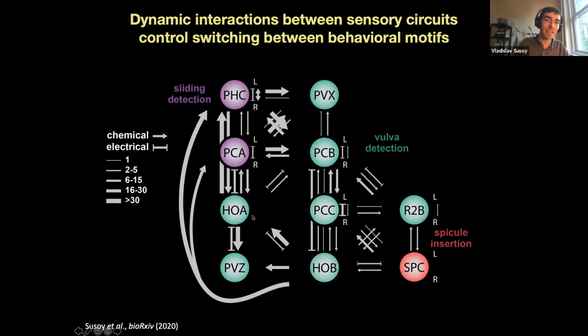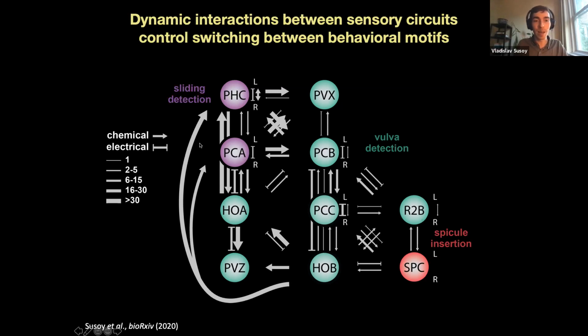Because they do this, they also need to be under the control of another group of neurons, and we identified two neurons which have an extremely strong chemical input onto the valve detecting neurons, and these neurons participate in detecting slide-in. This is the adjacent behavioral motif to valve detection, and the worm would be going between these two behavioral motifs many times. The crosstalk between these two groups of neurons enables very robust switching between these adjacent behavioral motifs.